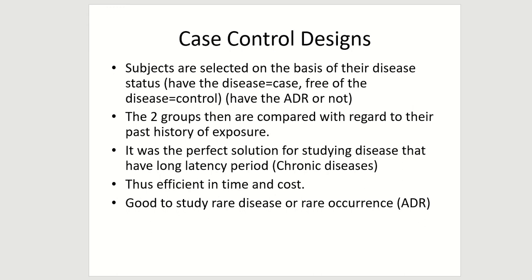Subjects are selected on the basis of their disease status. Either they have the disease, we call them cases, or they do not have the disease, we call them controls, meaning free of the outcome. So they either have, for example, the ADR or not. The two groups are then compared with regard to their history of exposure. It was the perfect solution for studying diseases that have a very long latency period. They're good to study rare disease. It's efficient in time and cost. Good to study rare disease or rare occurrence.